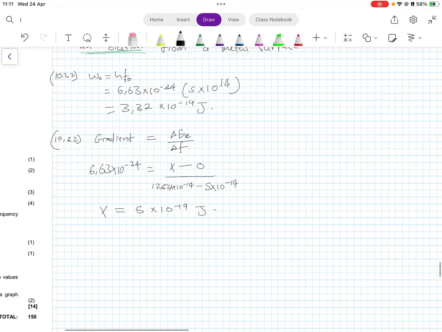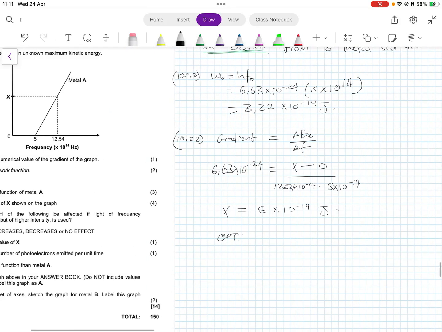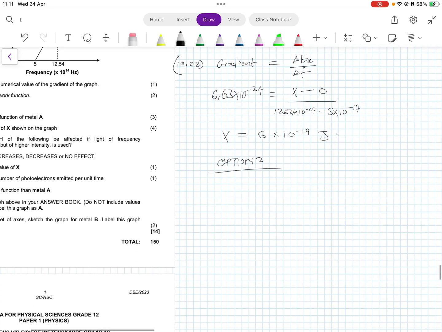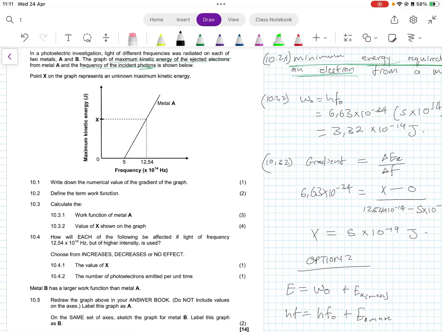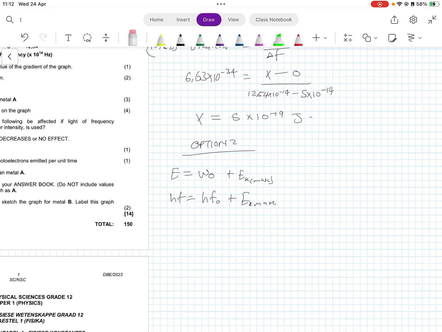Another option you could have used, let me just write that here as option 2. You could have used the formula that tells you that the total energy is equal to the work function plus the kinetic energy. We know that the energy is given by hf, the work function is given by hf naught, and let's just leave the kinetic energy as is, because remember that x is an unknown maximum kinetic energy, which is why we are going through all of this.